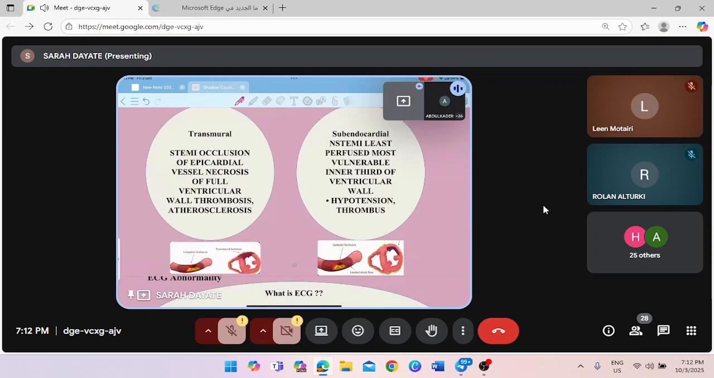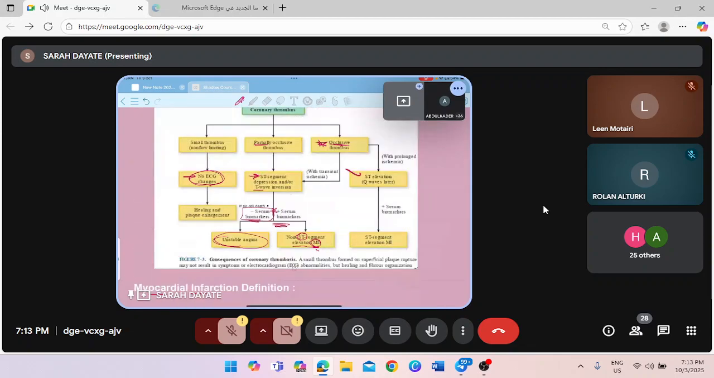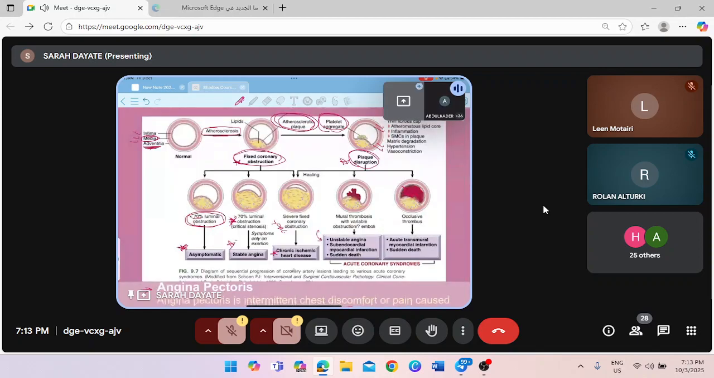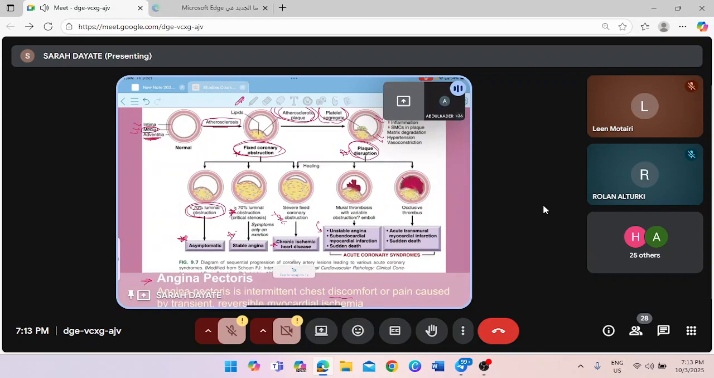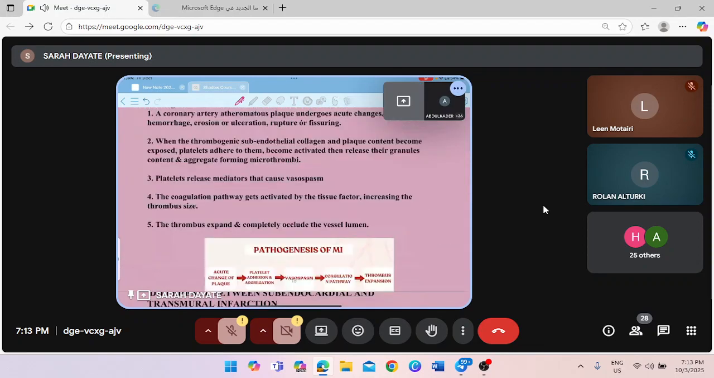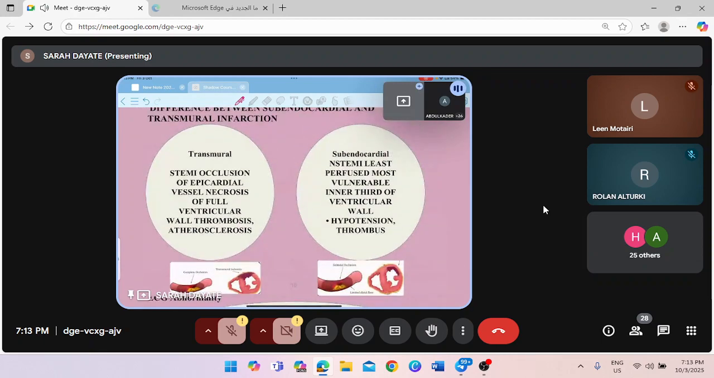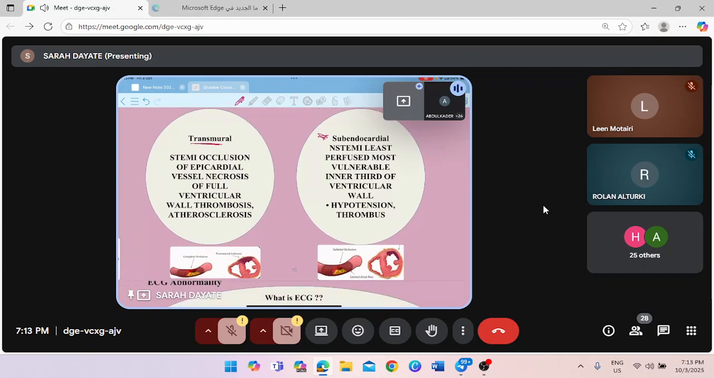Now, to differentiate between the transmural and subendocardial infarct, which we have already mentioned both, I believe that we said that we have subendocardial and transmural. So what are the main differences? Let's start with subendocardial. We have non-ST elevation MI, most commonly in the inner third of the ventricular wall, only the inner third. So, as you can see here, only a part is dead, not all of the tissue, and it is due to hypotension or a thrombus that has formed.